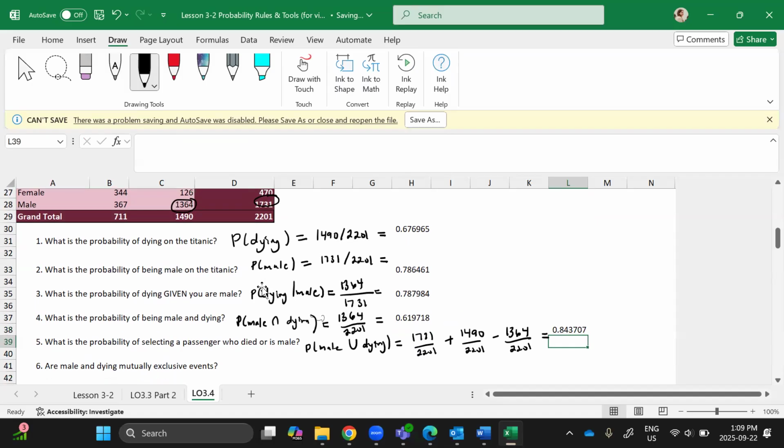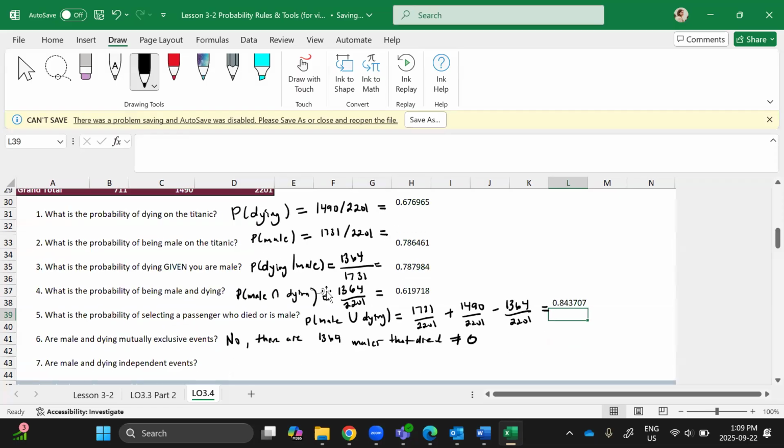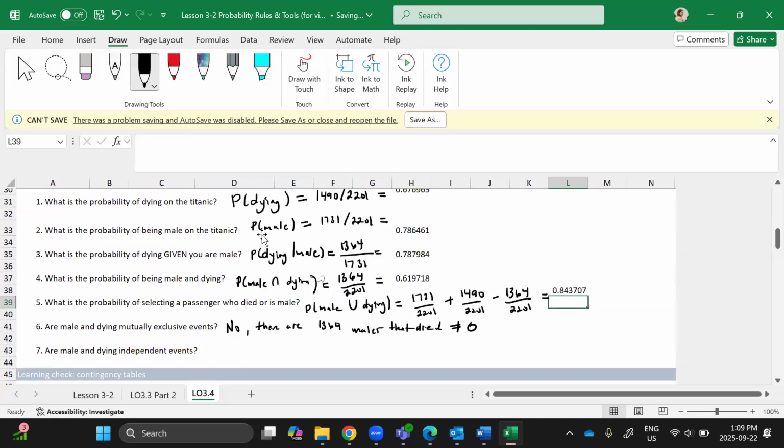Are male and dying mutually exclusive events? That means can they happen at the same time or not? So are they mutually exclusive? No. There are 1,334 males that died. So yes, they happened at the same time. It's not equal to 0.